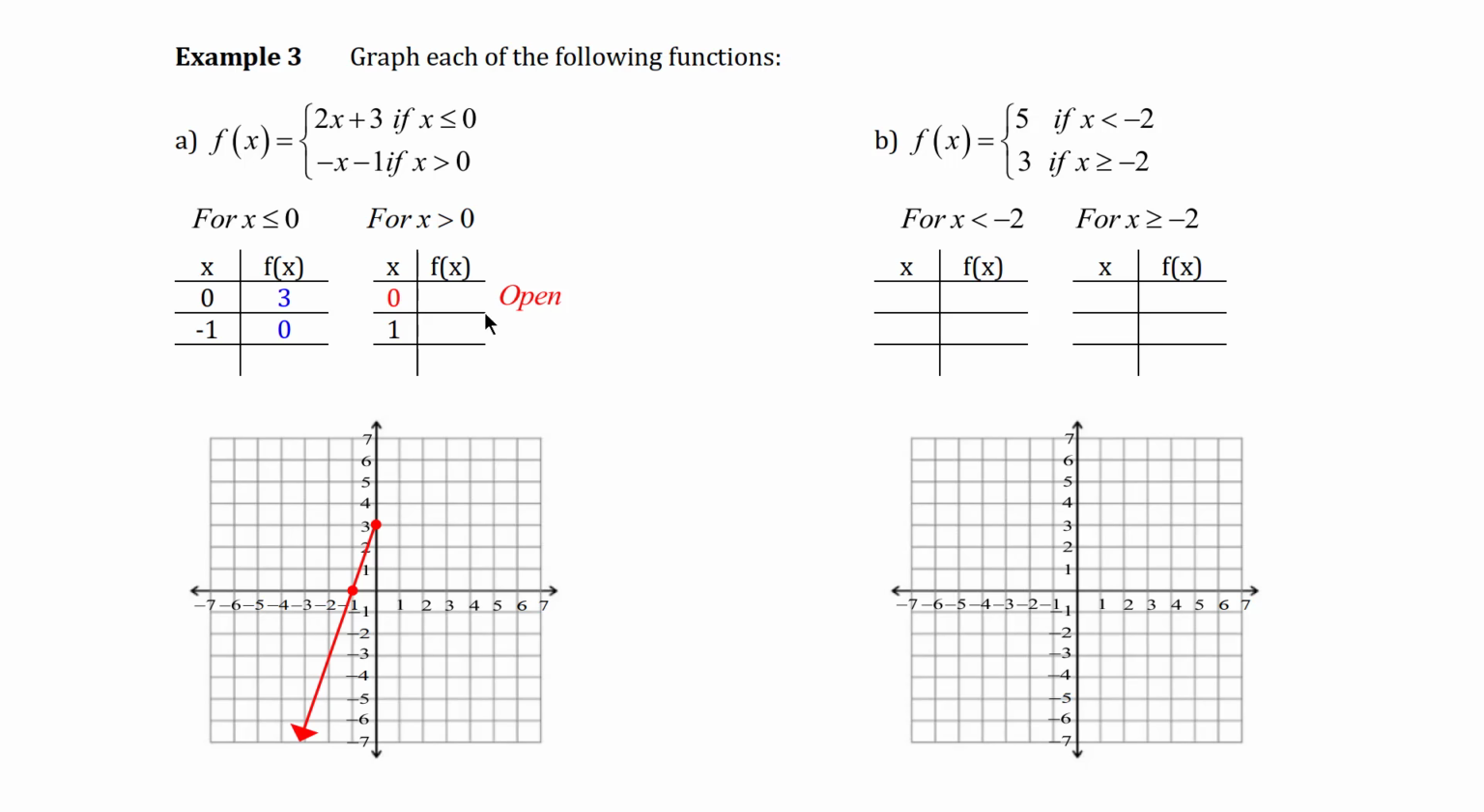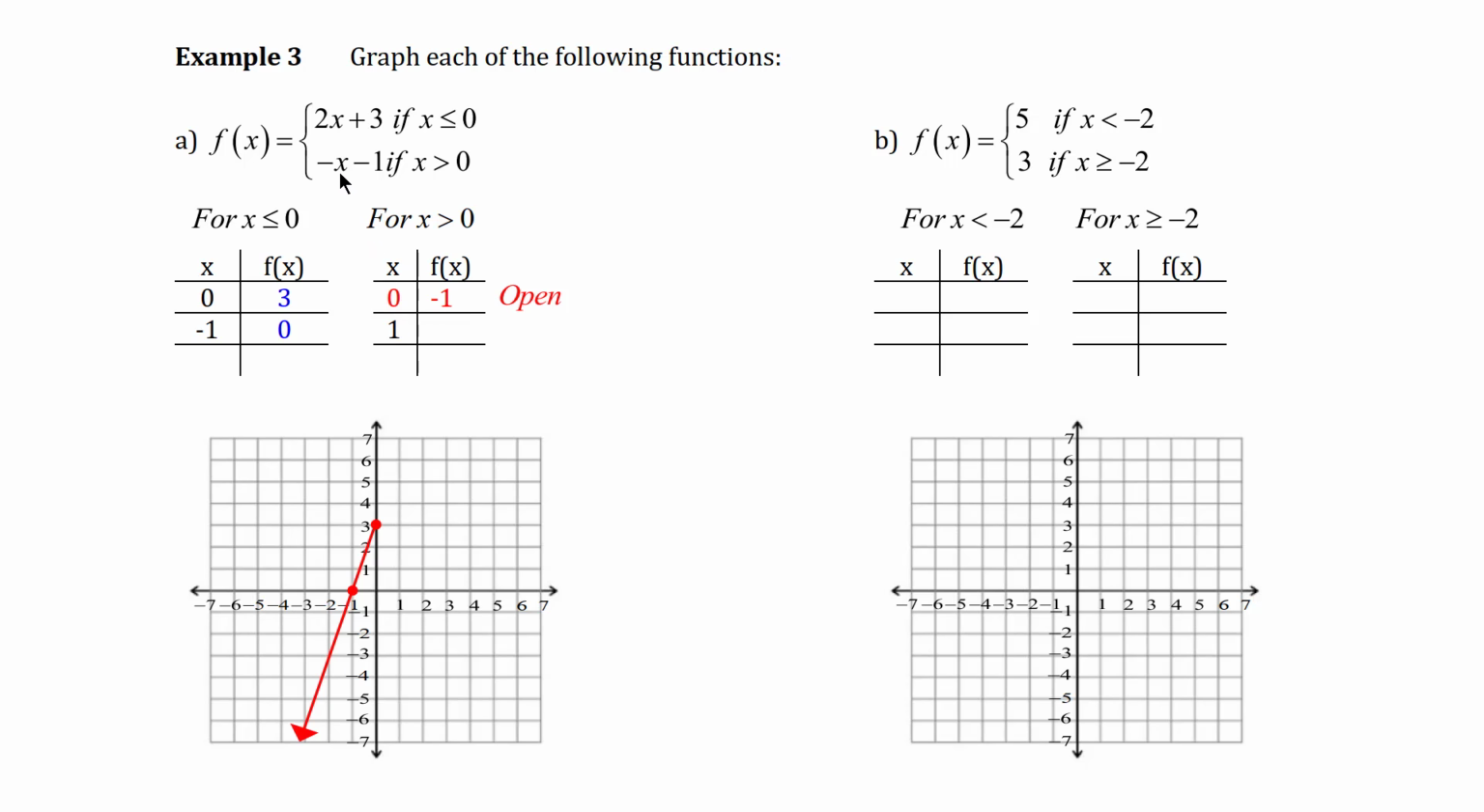So when we plug in the x value of 0 into the bottom equation for x, we get negative 0 minus 1, which simplifies to negative 1. So our f of x value in our chart is negative 1. For x equaling 1, we plug that into the bottom equation for x.